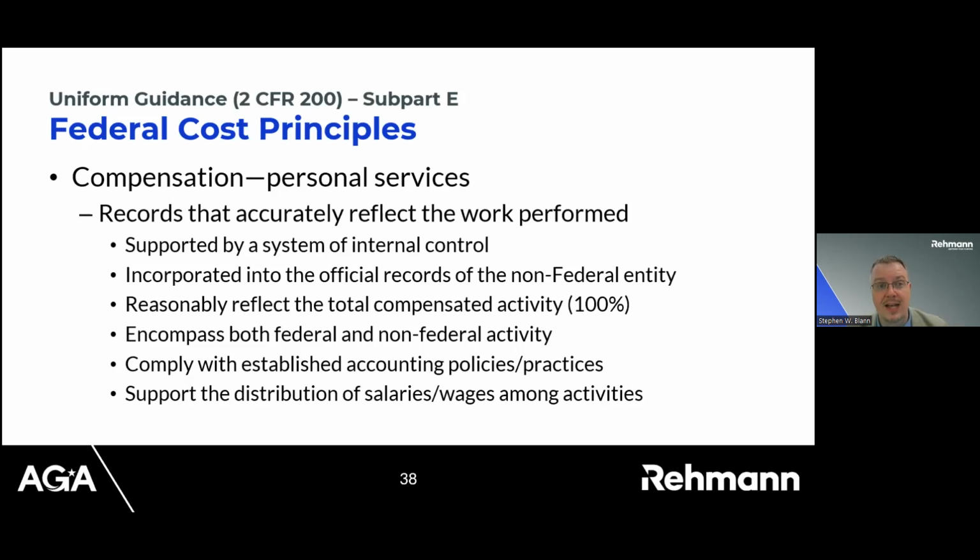So it could be as simple as I worked 50 hours this week, 10 hours on grant and 40 hours on non-grant. Okay, as long as we've accounted for 100%, we're good. The level of detail is open to you. Needs to comply with your established accounting policies and procedures. And whatever system you set up, it needs to provide a reasonable basis for spreading those payroll costs to the various cost centers.